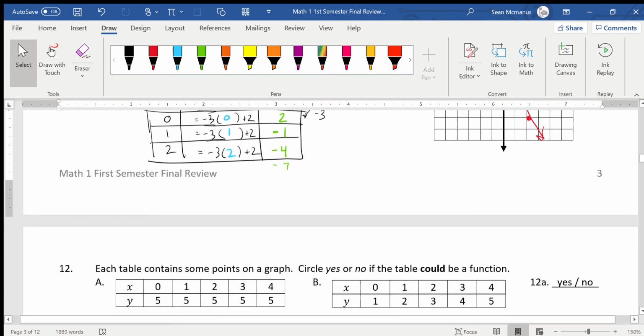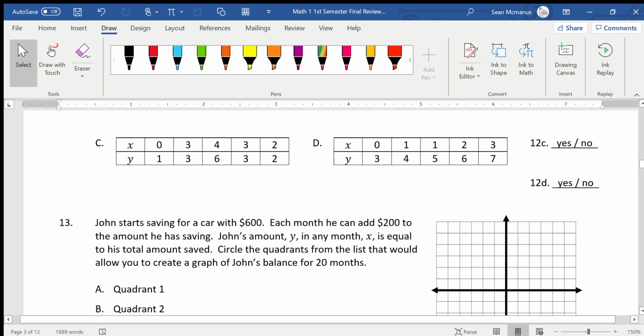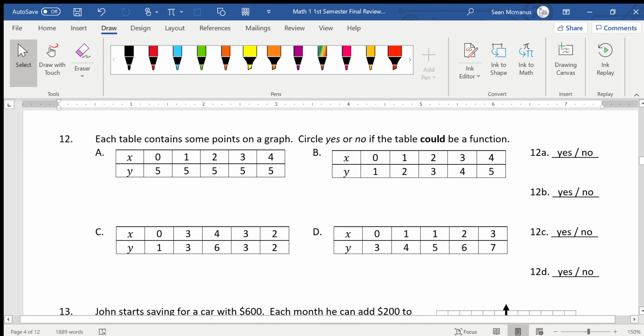And yeah, there's a lot of problems on this next page, so we'll do another video for those ones. All right, we're going to do another video starting with number 12, and we'll pick it up from there.